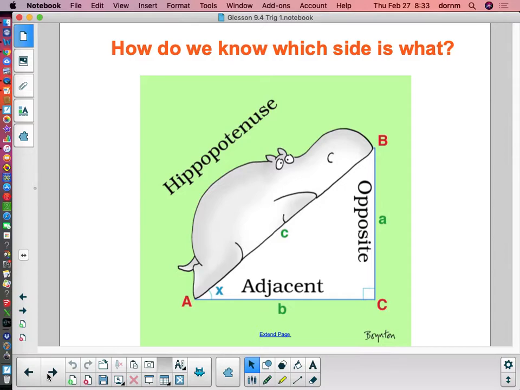The sides of my right triangles are going to have names. Well, I guess kind of. But we all know what the hypotenuse of the triangle is. And of course, we have the hypotenuse here.